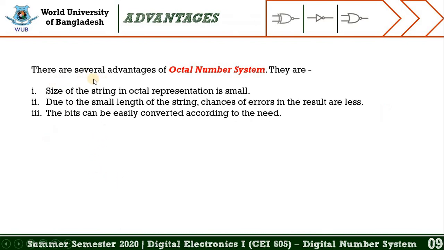Now we need to know the advantages of octal number system. So let's begin. There are several advantages of octal number system. The size of the string in octal representation is small. Due to the small length of string, chances of errors in the result are less. The bits can be easily converted according to the need. So let's move into the next slide.